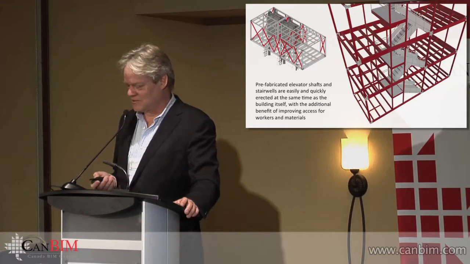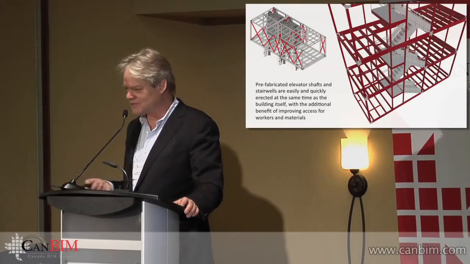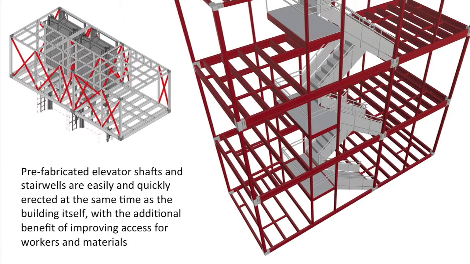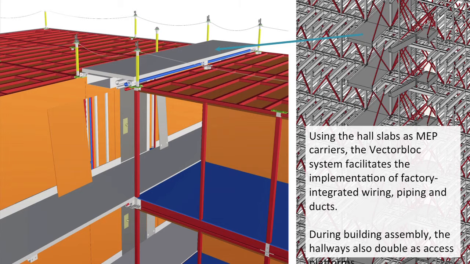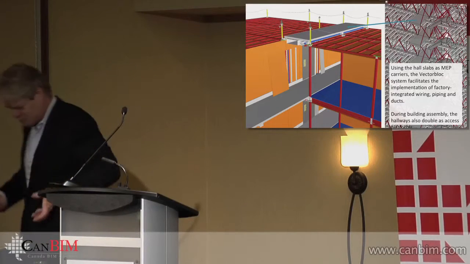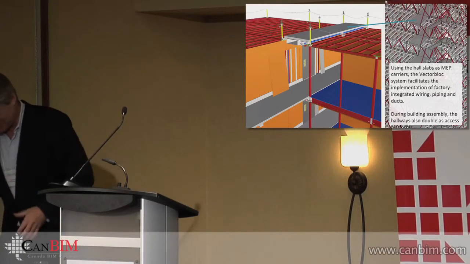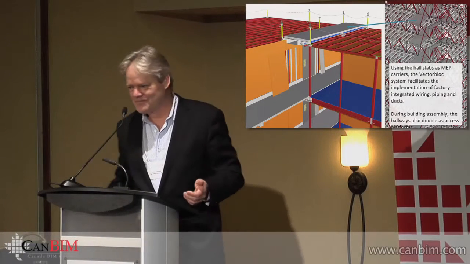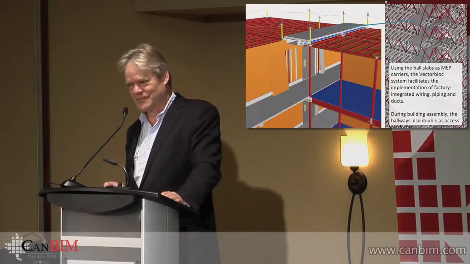Here we're showing modules stacked to form stair towers, elevator shafts. Here we've got the hallways as MEP carriers. So you cast these things upside down. You assemble the pipes, if you will, like this. Fellows working at a bench like this, assembling the pipe. Flip it over and drop it into place.